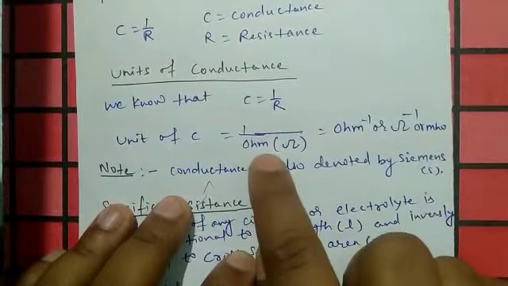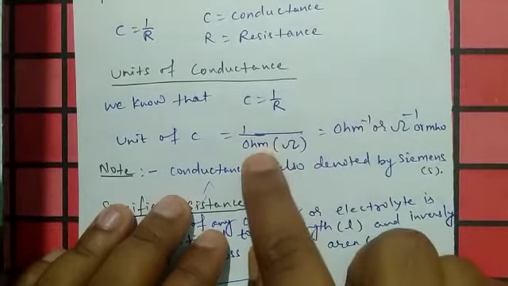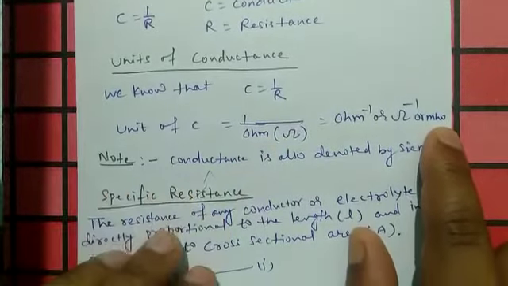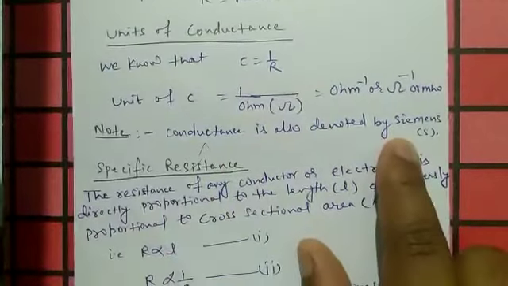OHM is ohm, and the reverse is MHO, mho. So, mho is the unit of conductance. Conductance is also denoted by Siemens.